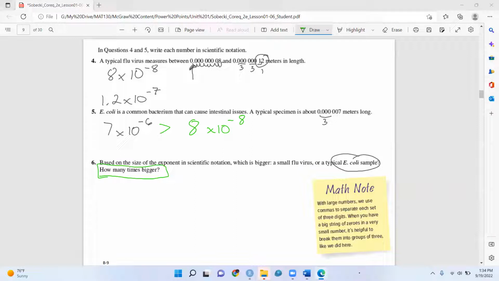Okay, Jennifer, how'd you do it? I think you're right. What we do is we take the bigger number and divide it by the smaller number. And that tells us how many times larger one number is than the other.